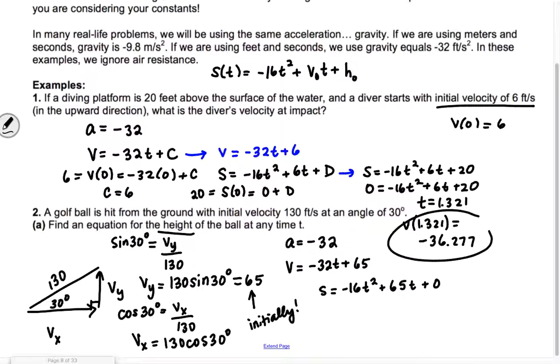How do you find A? The acceleration, it's due to gravity. So acceleration is always negative 32 or negative 9.8. We're using one of those two numbers.